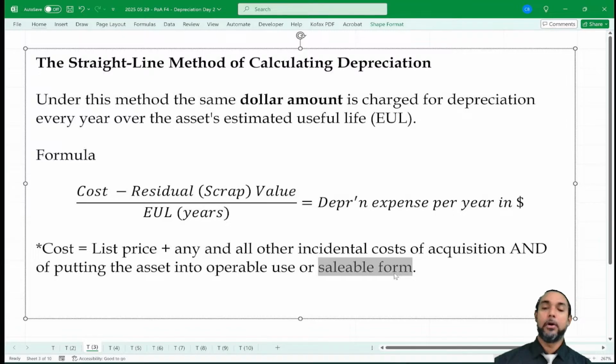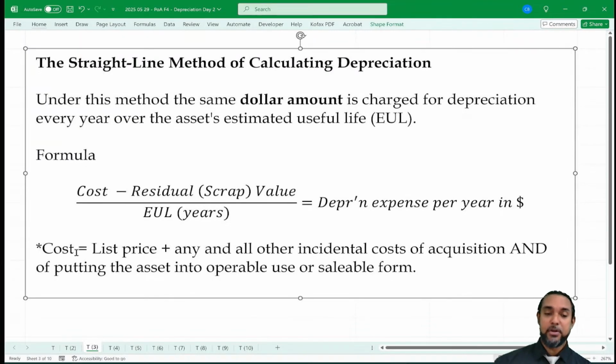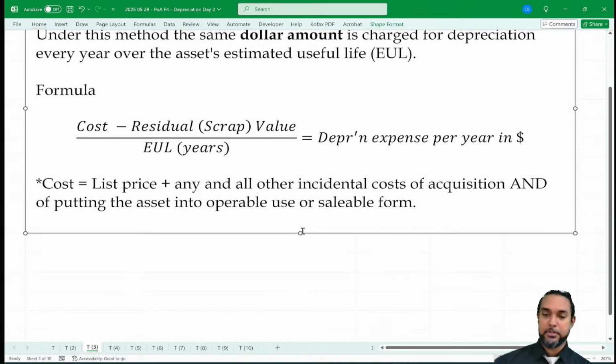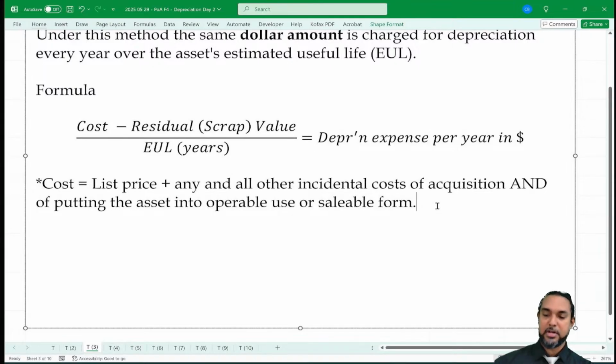Alright? Now I'm putting that there because I want to cover my bases, right? To make sure I've given you all proper definitions for everything. Okay, so that's cost. So now we have residual or scrap value.